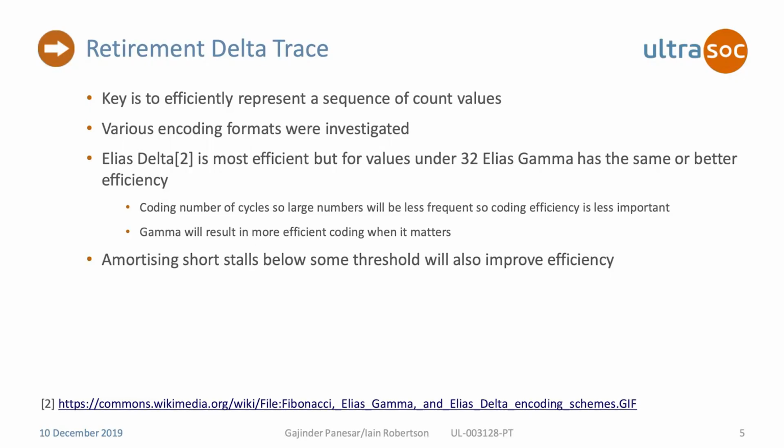And for trace, if we're recording small numbers, then there's going to be a higher volume of trace generated, so improved efficiency for small numbers is more important, and so it gives the efficiency where it matters. So we settled on using Elias gamma encoding. Another feature we added to our mechanism is something we call stall amortization, and I'll talk about that in more detail on the next few slides, but essentially allows you to treat short stalls in the same way as retiring instructions, so it's an efficiency versus accuracy trade-off.